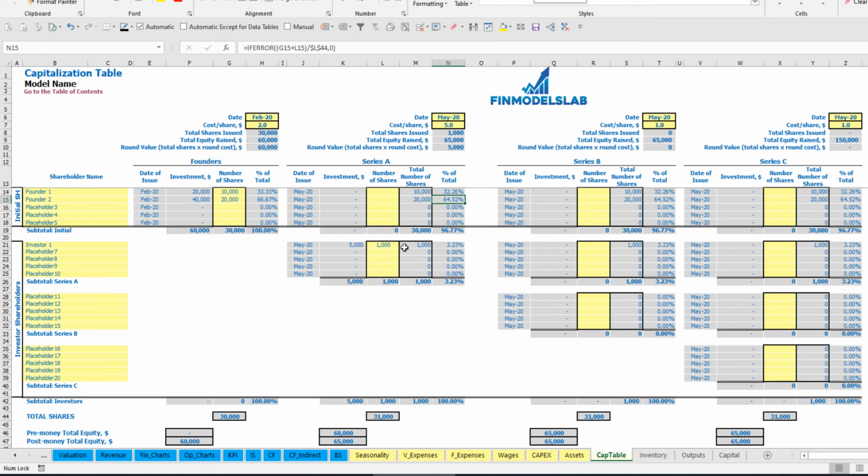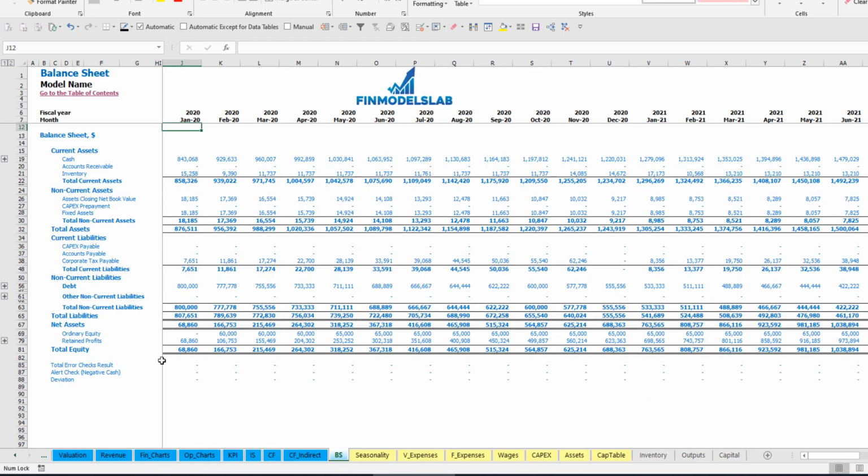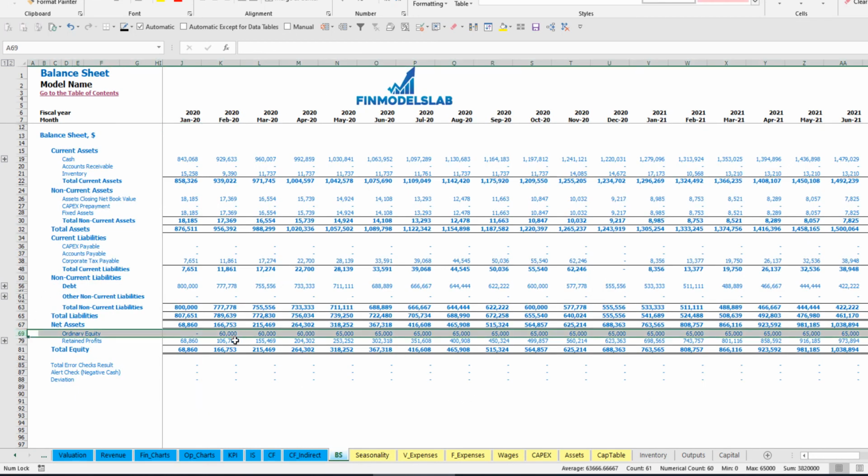46.52%. You can also input some amounts for Series B and Series C. The same way you can set up the date, cost of share, and up to 5 investors, there are up to 5 placeholders for number of shares. The amounts of funding you may see in the cash flow, in the ordinary equity raisings, and you may see the balance sheet, which shows you the total equity by months.